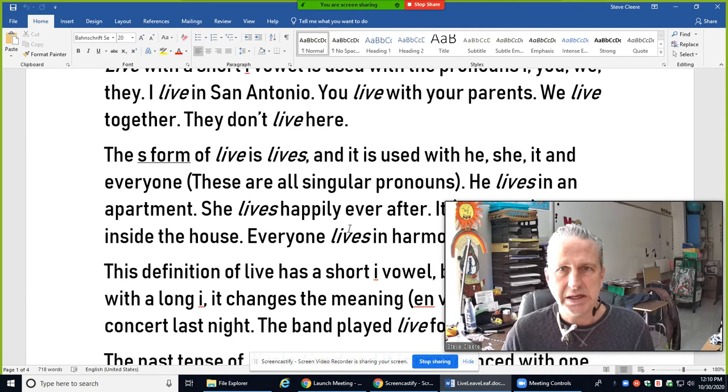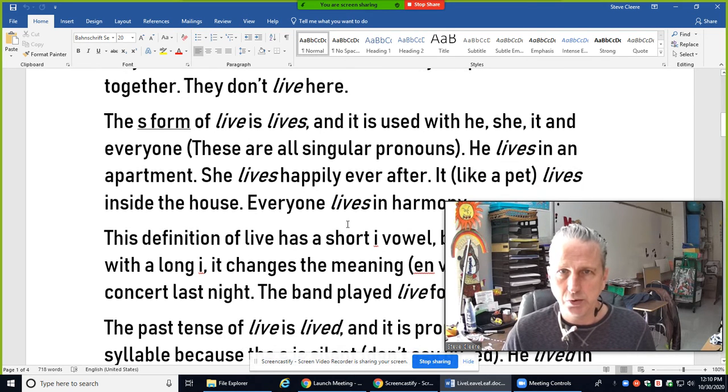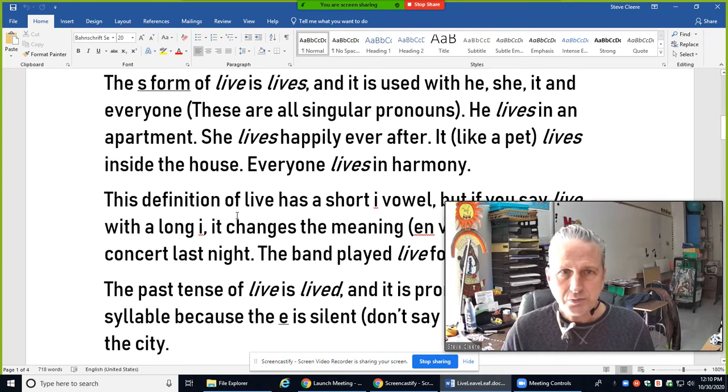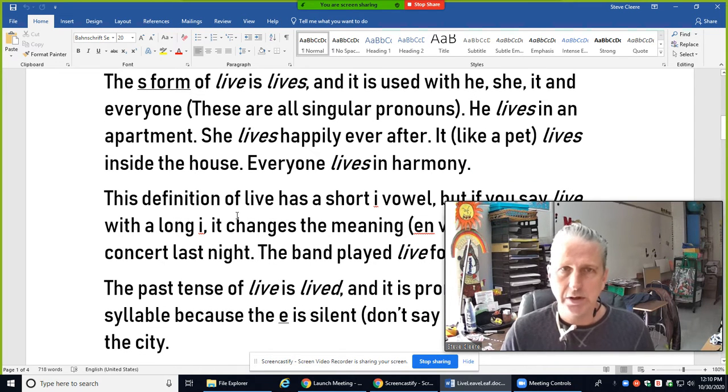And it is used with he, she, it, and everyone. These are all singular pronouns, even though everyone sounds like a plural. It follows a singular rule. He lives in an apartment. She lives happily ever after. It, like a pet, lives inside the house. Everyone lives in harmony. That's the S form.